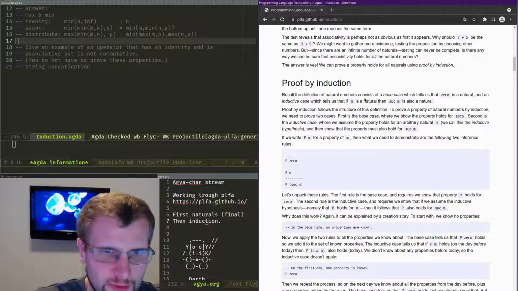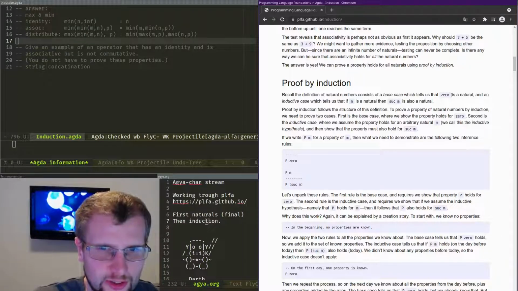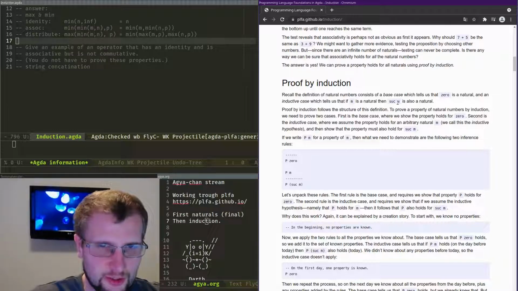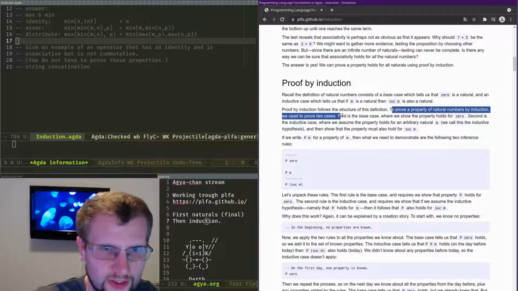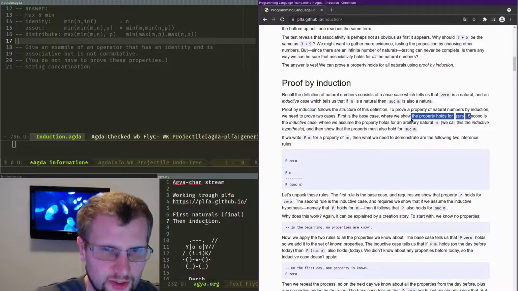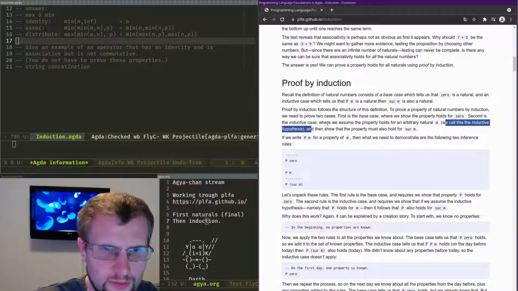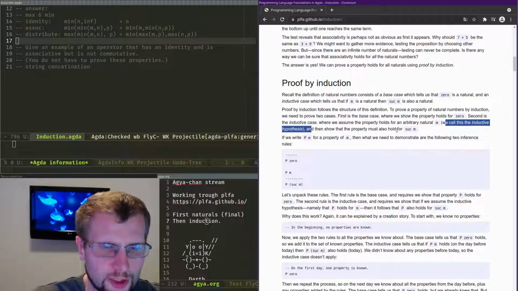Recall the definition of natural numbers consists of the base case, which tells us that 0 is natural, and the inductive case, which tells that if m is natural, then suc m is also natural. Proof by induction follows the structure of the definition. To prove a property of natural numbers by induction, we need to prove two cases. First, the base case, then show the property holds for 0. Second, the inductive case. Yeah, I've got it from logic, sure. We call this the inductive hypothesis. Show the property holds for an arbitrary natural number m. Call this the inductive hypothesis. And then show the property must also hold for suc m.